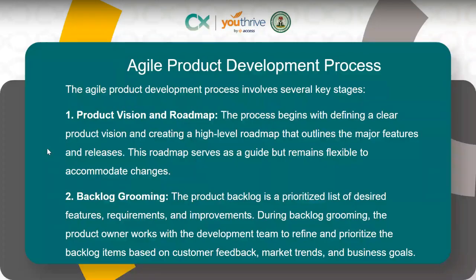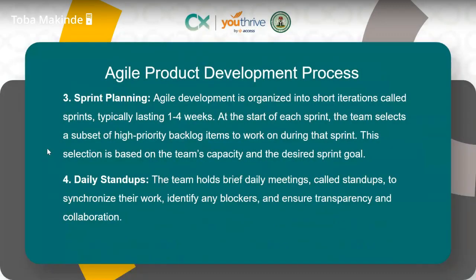During backlog grooming, the product owner works with the development team to refine and prioritize the backlog items based on customer feedback, market trends, and business goals. So you've done that prioritization and you've refined the requirements, the improvements, or the features. That's what backlog grooming is called. Then next we have sprint planning.